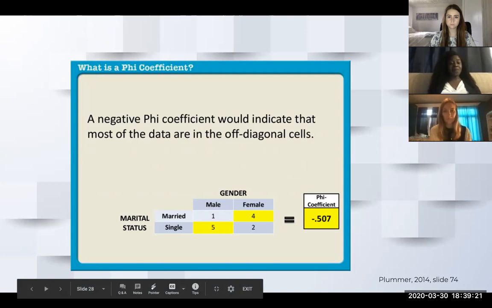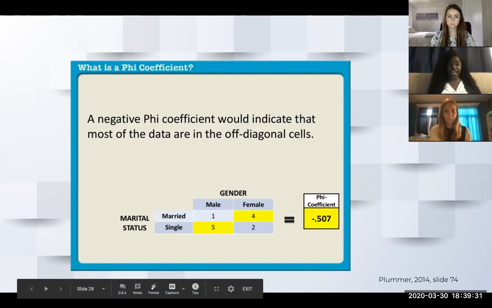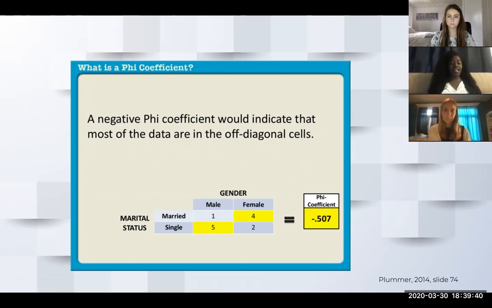In this example, using the same example with gender and marital status, this would be a negative relationship because most of the data appear on the off-diagonal cells. As you can see, there's a greater number of people who are male and single, and a greater number of people who are female and married. That is off the diagonal, which would indicate a negative phi coefficient.